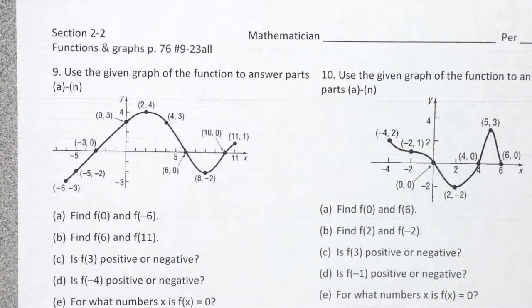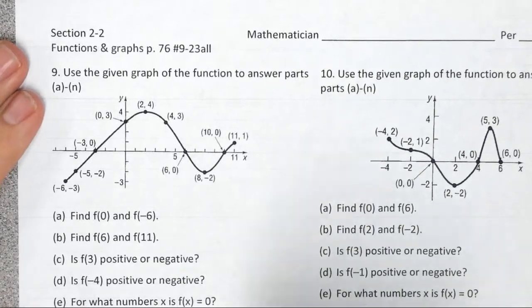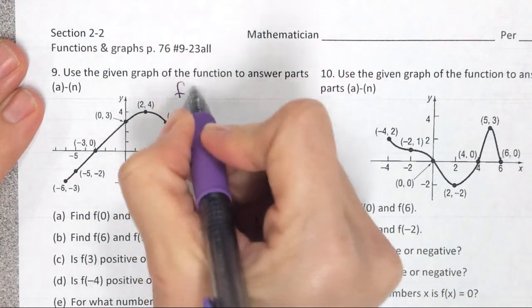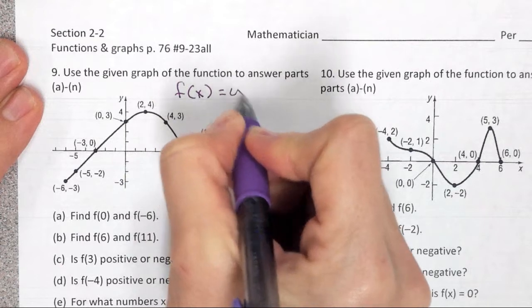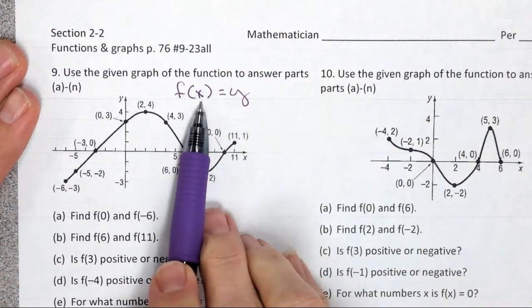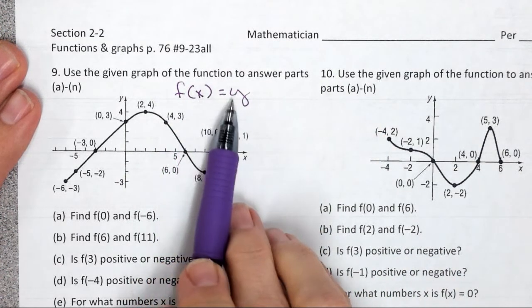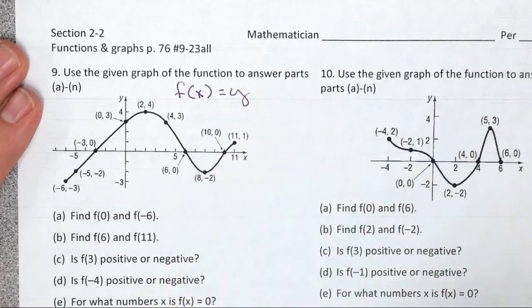Alright, this is the video for worksheet 2-2. I did part of number 9 with the class, and I did 11 and 13. So the most important thing to understand on number 9 is the notation that they're using. When they write a number in the parentheses, it's referring to the x. When they write the number outside, they're referring to the y.